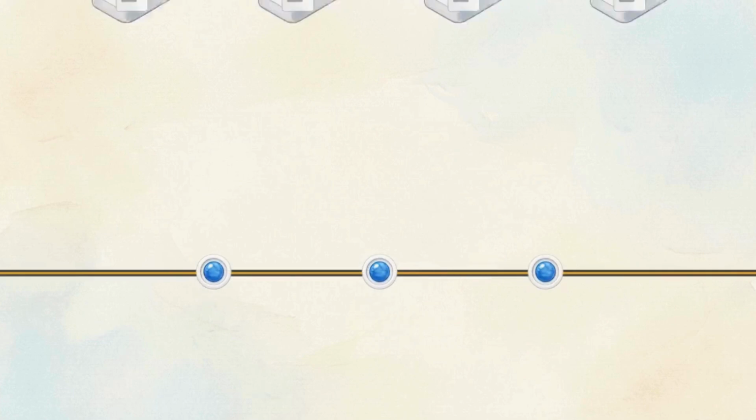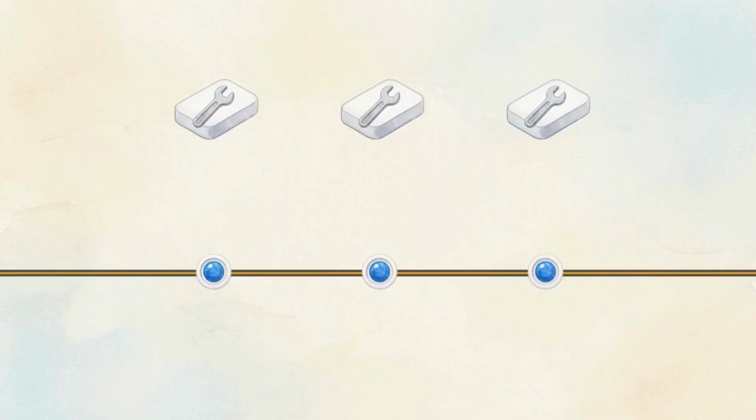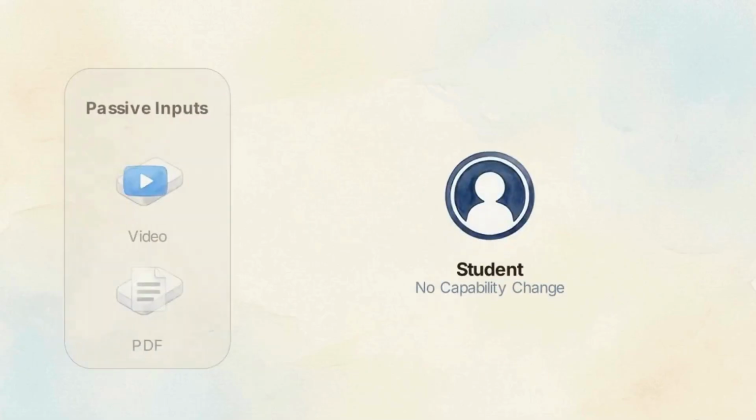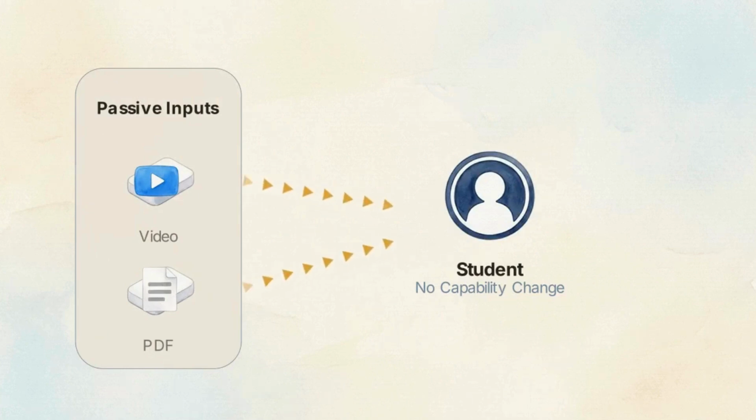To build this path, you must apply a single filter to every lesson. What should the student be able to functionally do by the end of the course? You are looking for active outputs. Watching a video and reading a PDF are inputs. They do not represent a change in the student's capability.